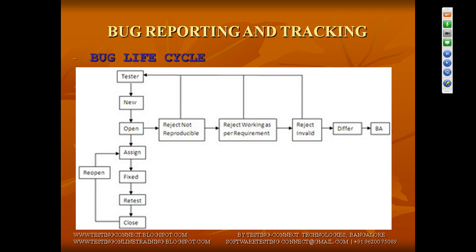So this is the bug life cycle you will try to follow. The idea is very simple. While raising, the status of that bug will be new. As soon as the developer gets it, he will review it once. If it is really a bug, he will accept it as a bug. If it is not a bug, he will reject it and change the status to rejected. Then you will close that bug.